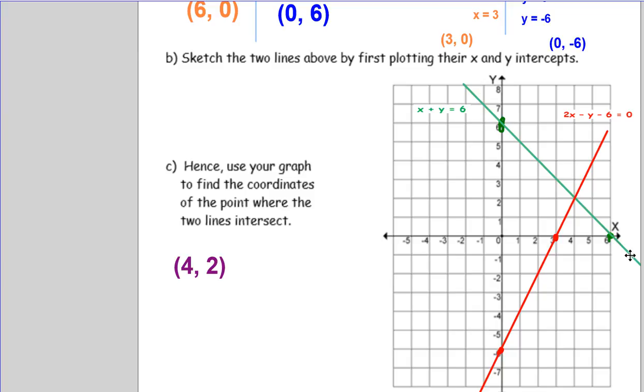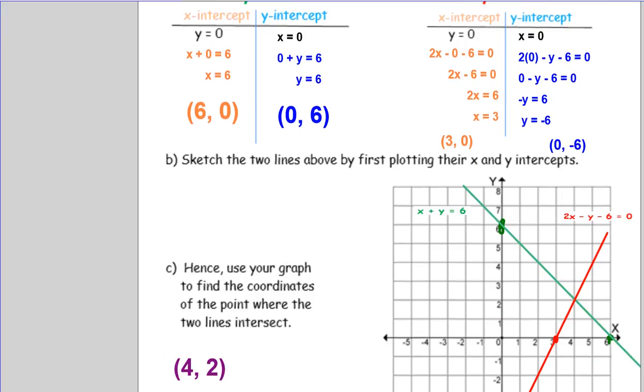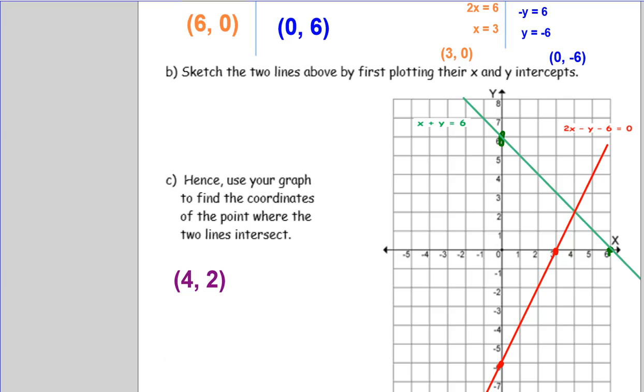It's also a good idea to label your equation, label your line. This was the equation for that line, which I got from up here. Now I'm going to do this line in red. The x-intercept was (3, 0), so here's my x-intercept. The y-intercept was (0, -6). Then I drew a line through that. As I said, a good idea to label your lines. That's important. So that's done.